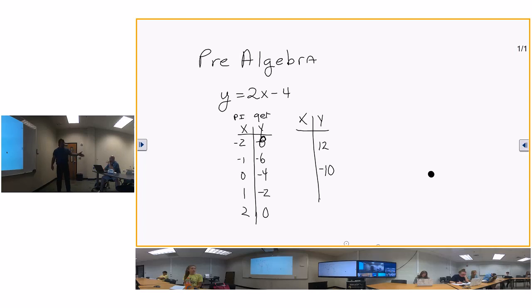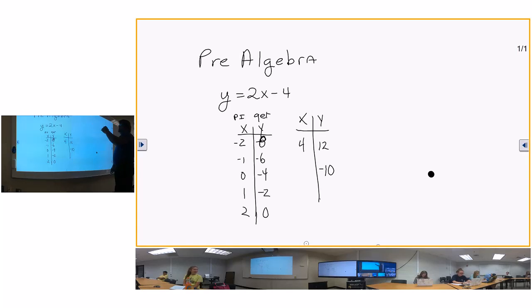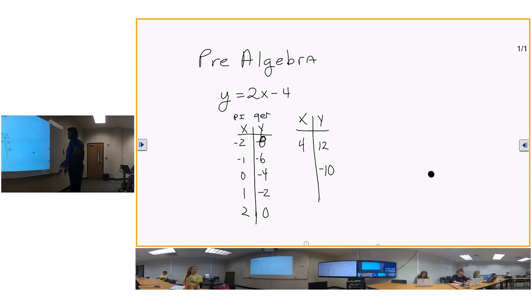Okay, see, you came up with that, and how long has it been since you had algebra? Okay, 100 years. All right. So you knew right then to plug in what? To plug in 12 for y. So 12 is equal to 4, and negative 10 is equal to what? 7, negative 7. Somebody check my math.